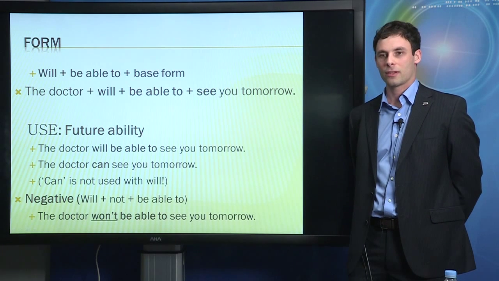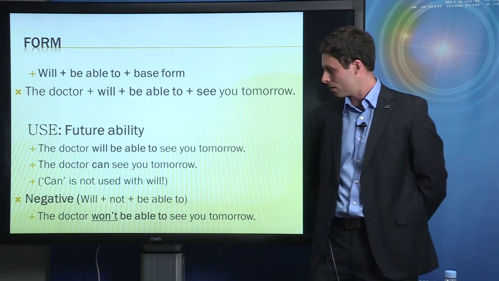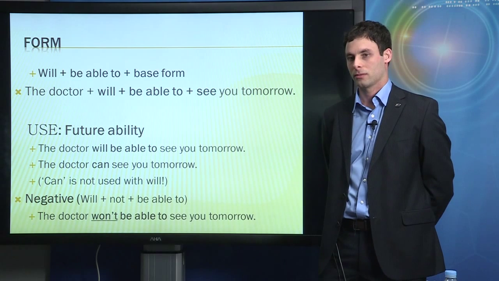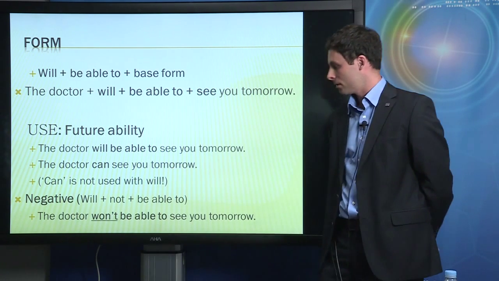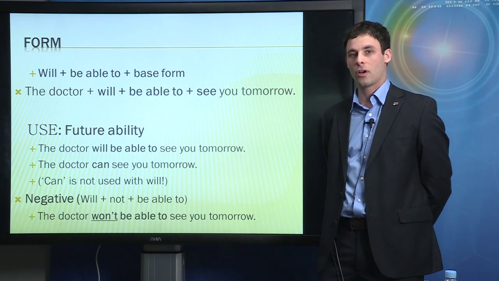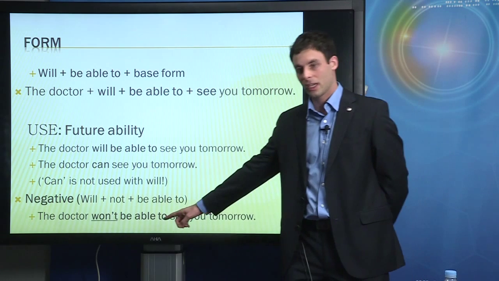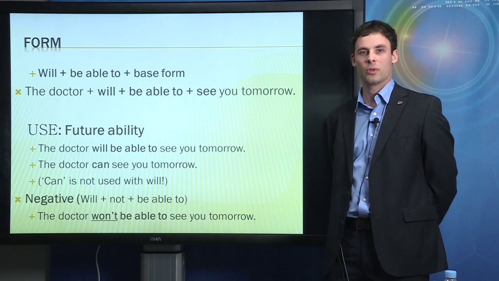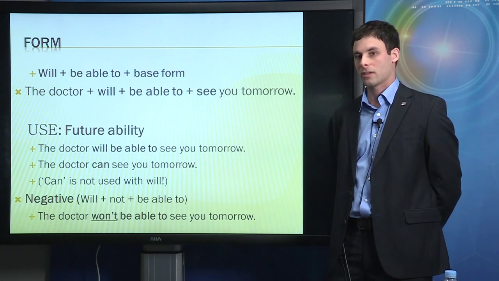Now negative, as you can see in your book, is made like this. Will not be able to. So the negative is placed in between. However, the contracted form, the shortened form of will not, as you can see here, is won't. The doctor won't be able to see you tomorrow. He's not able to.